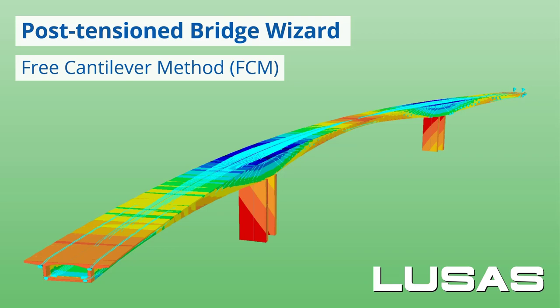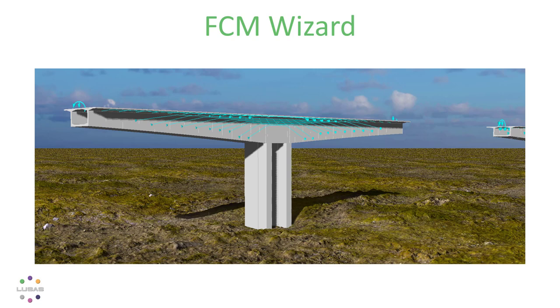New in version 21, the free cantilever method, or FCM wizard. This is a wizard to speed you through the creation of an analysis model of a post-tension box girder bridge constructed by the balanced cantilever method.